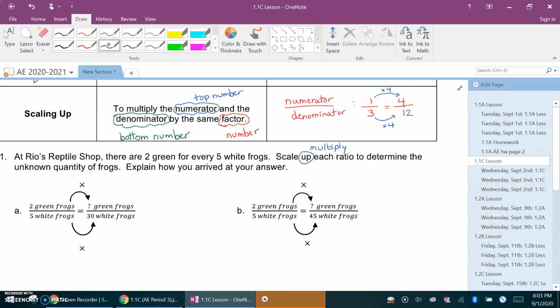So we have 2 times something equals something. So that's not a good place for us to start. 5 times something gives us 30. So 5 times 6 gives us 30. And since we need to multiply by the same number, 2 times 6 gives us 12. So that means that there are 12 green frogs.